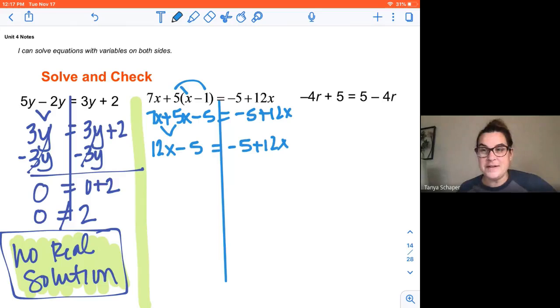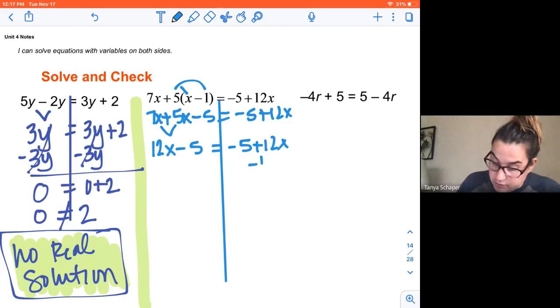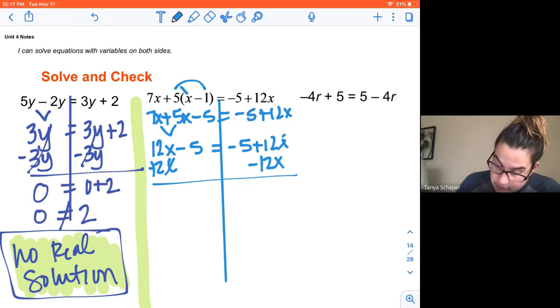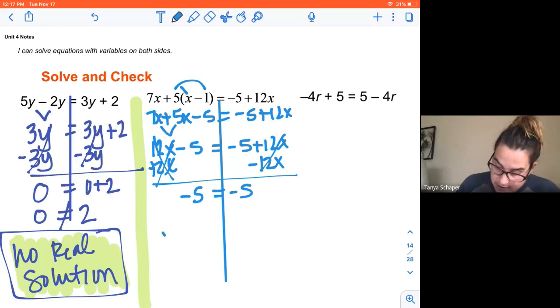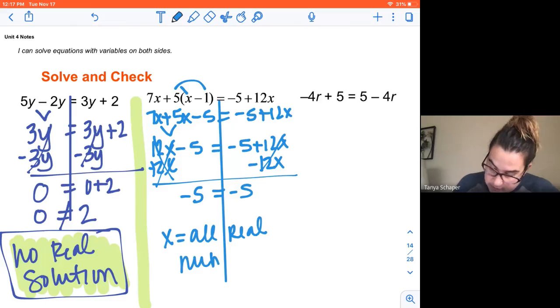I want my variables on the left side. Again, they could be on either side. I'm going to subtract 12x from both sides. So I have, oh, they cancel on both sides. So I end up with negative 5 equals negative 5. That's the same thing. So that's going to tell me that x equals all real numbers.